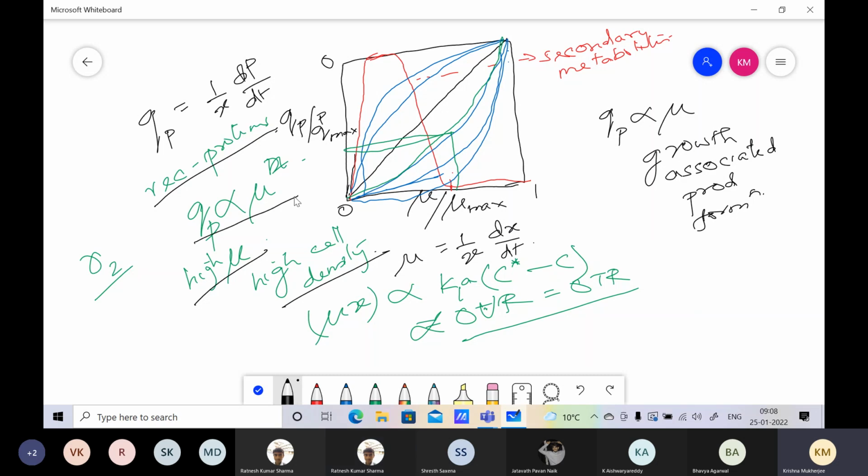Why do you think this is so? Why do you think QP is proportional to mu square or something? Why do you think that the rate of product formation of recombinant proteins is a graph like this? What is the physiological or biochemistry explanation behind the reason of the QP versus mu plot looking like this, why not this graph?